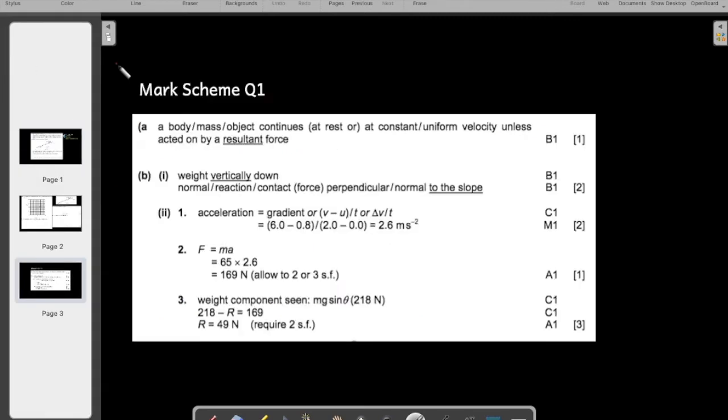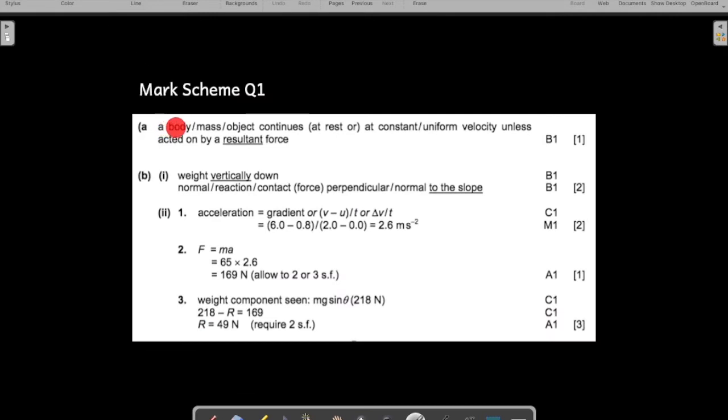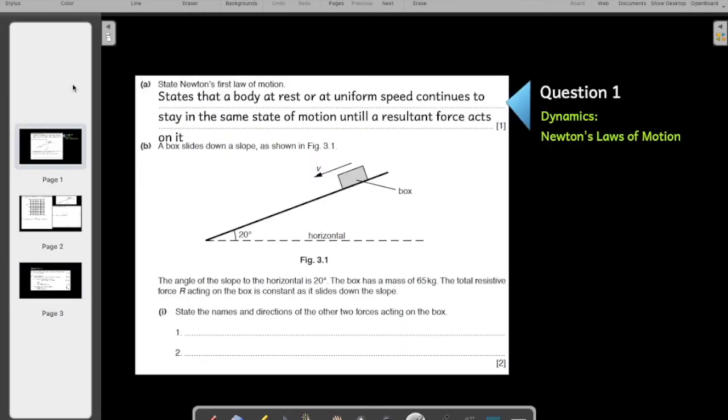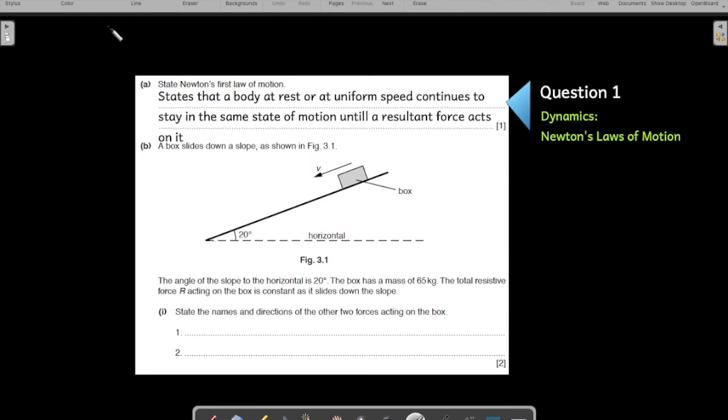So here you have the mark scheme. A body or a mass or an object continues to be at rest or at constant uniform velocity. You can use the term velocity or speed unless acted on by a resultant force. So please do practice how to write Newton's first law of motion, second law of motion, and the third law of motion, because these are the questions which keep coming every year. They might ask you one year the first law, the second year they might ask you the third law, and every year they keep asking one or the other laws of motion.